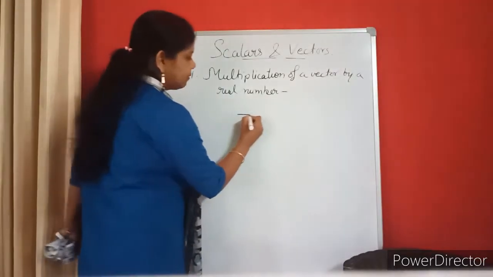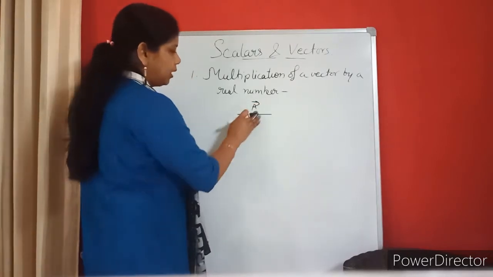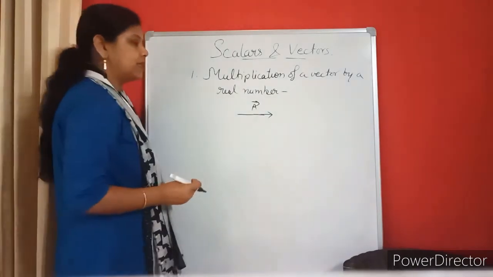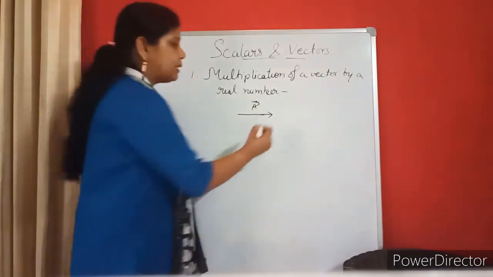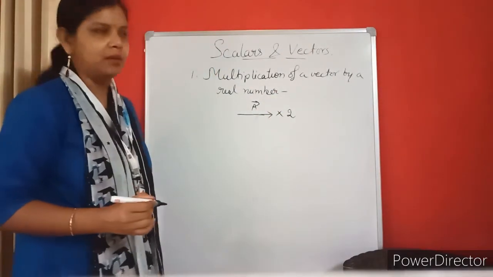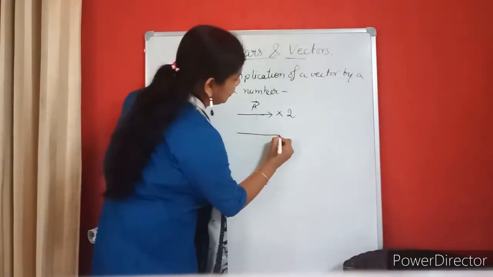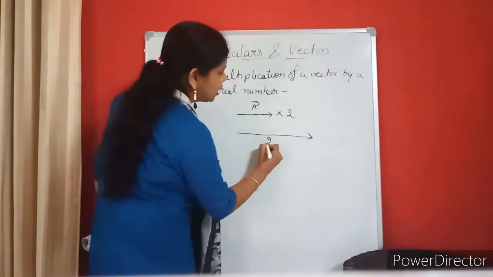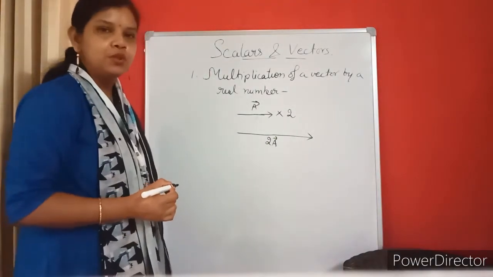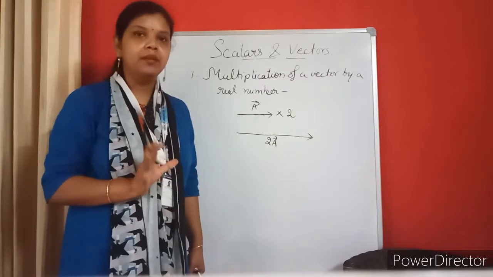Suppose this is a vector A. So A is a vector. So if I multiply this vector by 2, 2 is a real number or not? Yes, real number. Then what will happen? The length of the vector I have to draw double. So this is my twice of A. Understood? So this is how we multiply a vector by a real number.